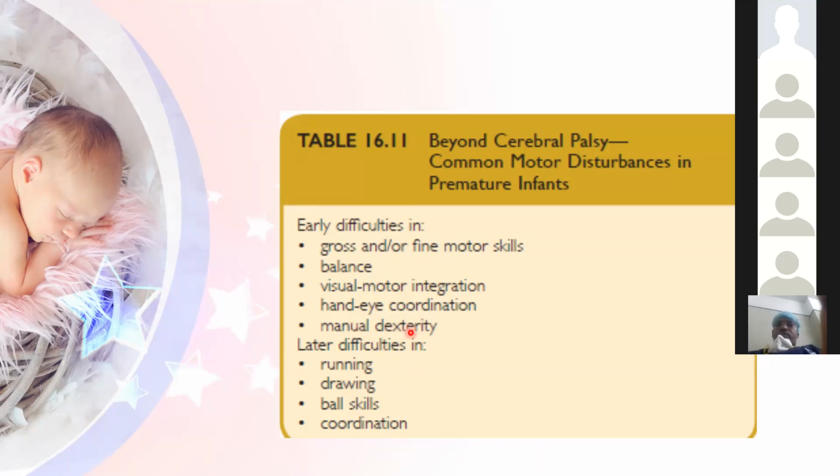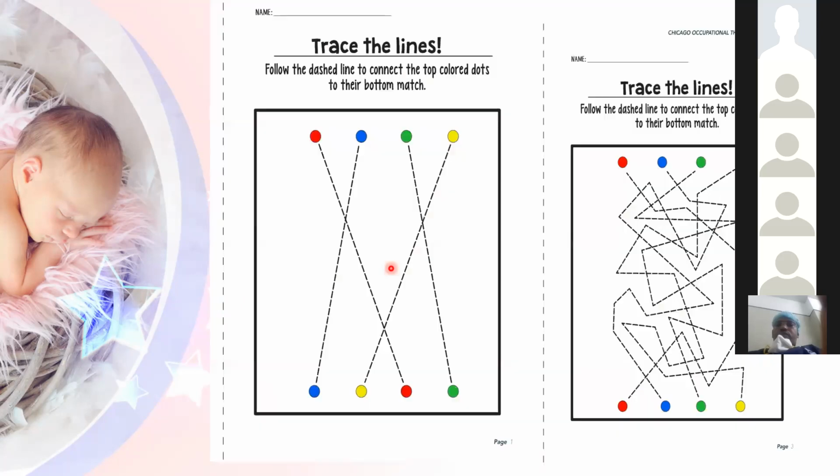Manual dexterity is your manual skills in performing different types of activities. They can also have difficulty in running. You can have spastic diplegia. Drawing is an example of manual dexterity. They can have problems with coordination. Again, I have told you the clinicopathological correlation for this.